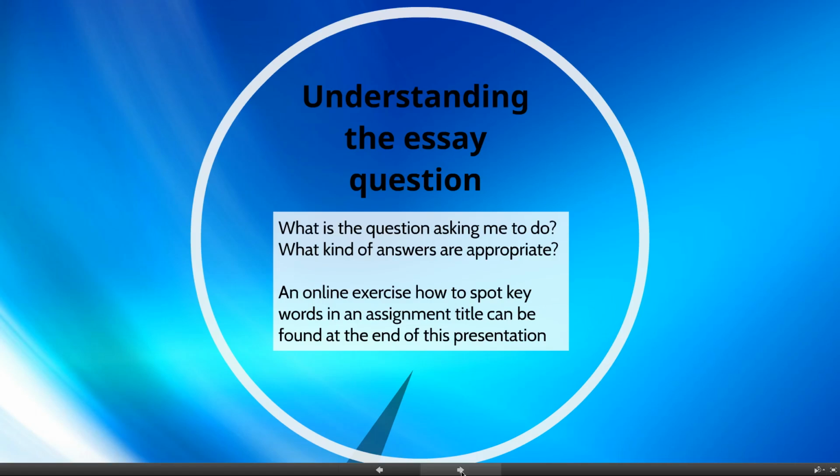But what it's looking for is some idea of what the question's asking you to do. Is it asking you to compare two different artists or craftspeople? Is it asking you to compare two visual images, or to discuss, to look at critically? To critically discuss is probably the kind of word that you're going to find in your Pick 1 essay assignments.